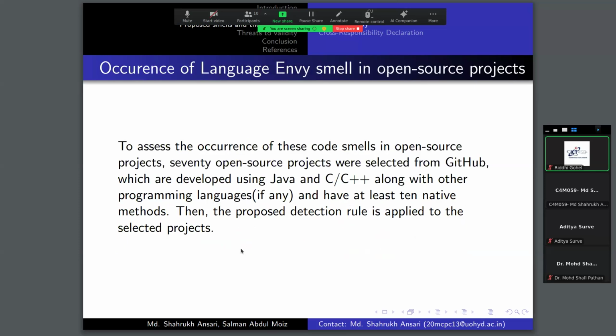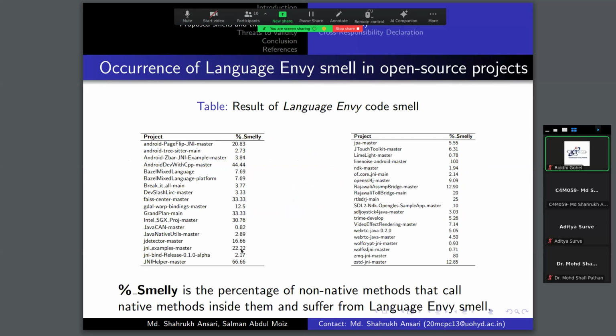Okay, to assess whether this language envy occurs in open source projects or not, we chose 70 open source projects from GitHub, which are developed using JNI, Java Native Interface systems, which use Java and C, C++ as programming languages, and that should have at least 10 native or foreign methods. And then we applied our detection rule on those systems, and this is the result for language envy. Project is the name of the project, and percentage smell is the percentage of non-native methods, meaning the base language methods, that call a foreign method inside them and suffer from this language envy.